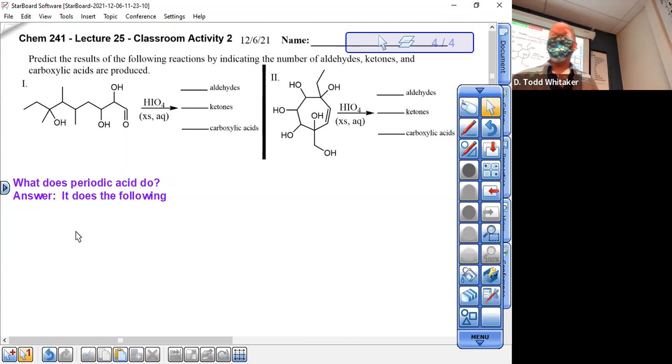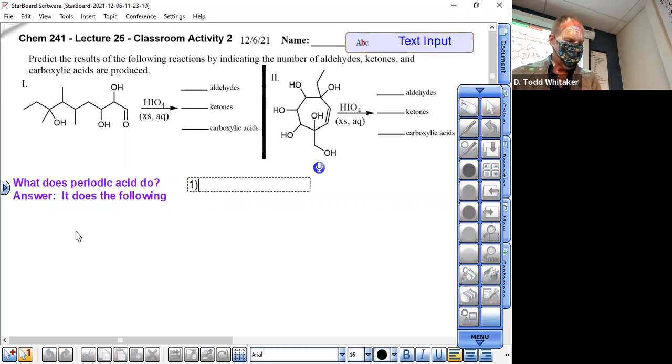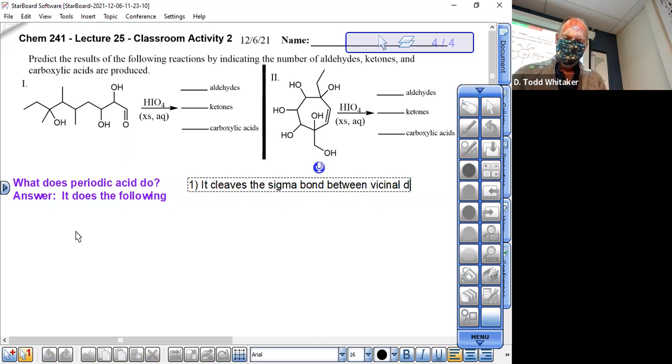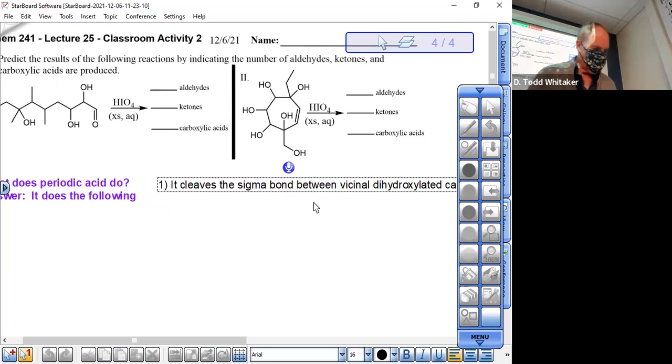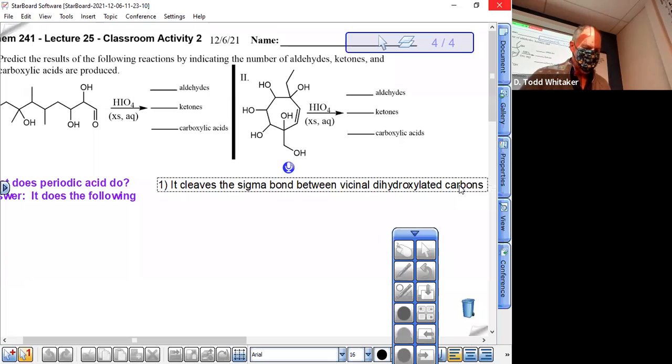It's a three-part thing that it does. One, it cleaves the sigma bond between vicinal dihydroxylated carbons. Cleave the sigma bond between the carbons. Okay, what else does it do?